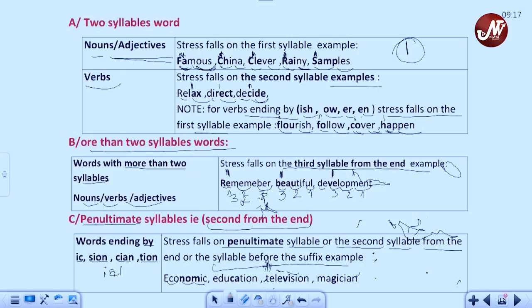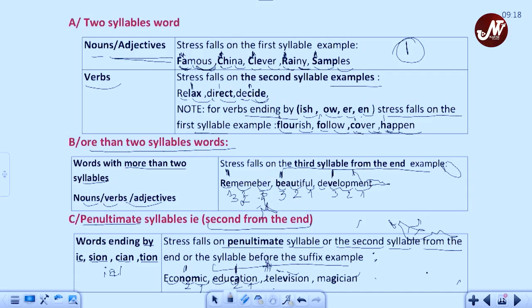Economic. So we have 1 syllable, the second syllable. So what do we say? We say economic. Then we have education. So this is the first one. This is the penultimate syllable, so we stress the penultimate.